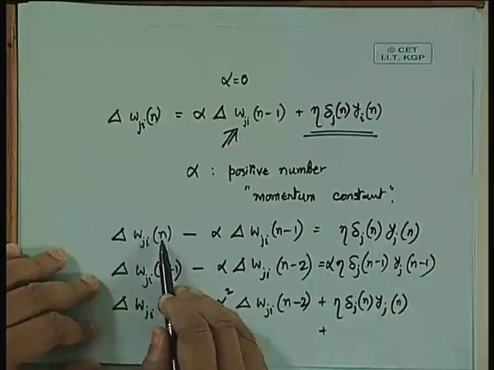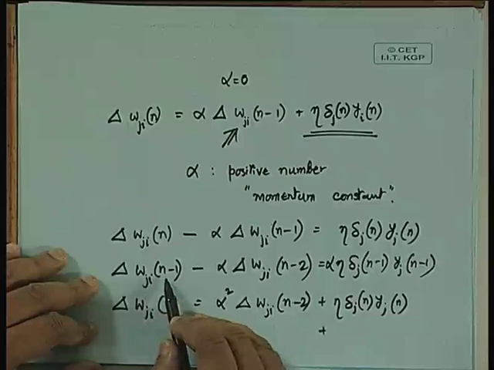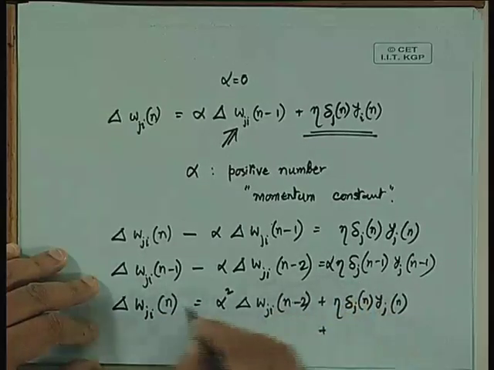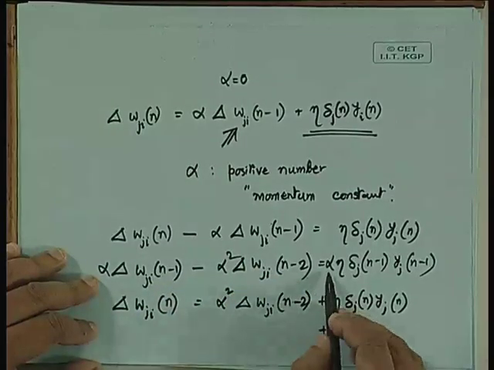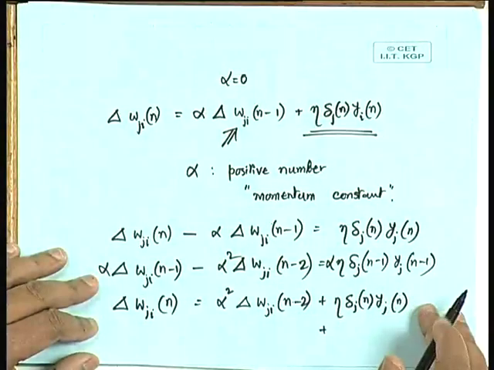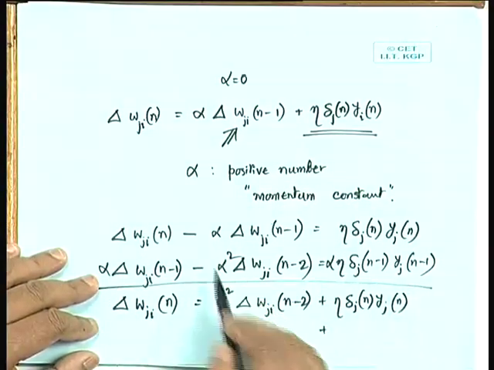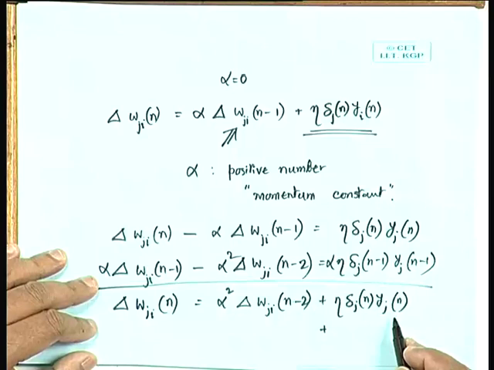That is just to show you some steps about this. So this is the difference equation involving n and n minus 1. Likewise, I can have a difference equation involving n minus 1 and n minus 2, which is going to be alpha times this minus alpha square times this, equal to alpha times this. Now if I simply add up these two, then we are getting delta WJI is equal to alpha square times this plus this term.